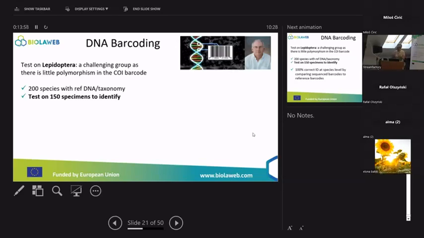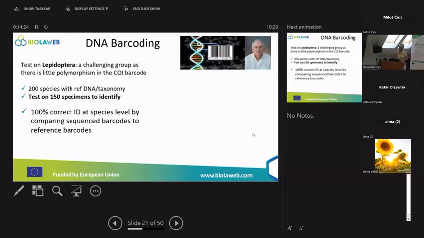So he had a reference database. He made a reference database of 200 species, which have a correspondence between DNA and taxonomic identification. And then he made a test on 150 specimens that were not identified previously. And he was able to correctly assign all these specimens at species level by comparing the DNA sequences he obtained to the reference barcodes in the reference database.